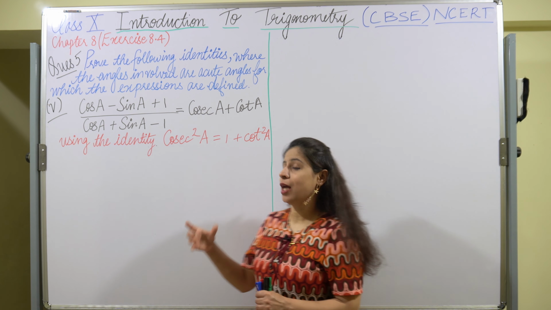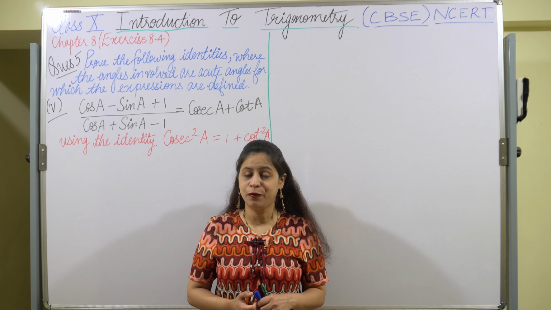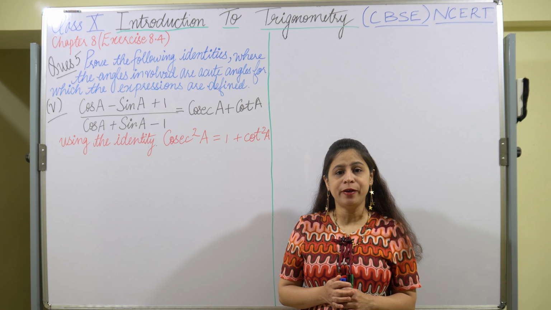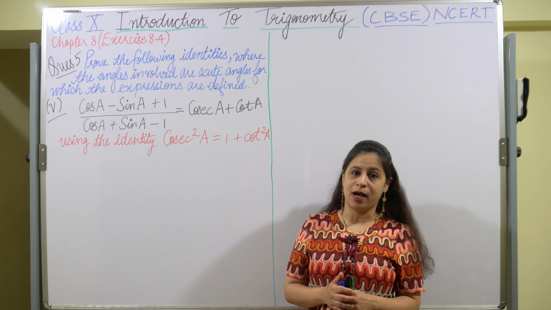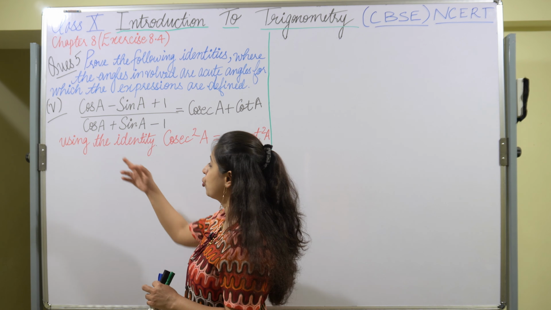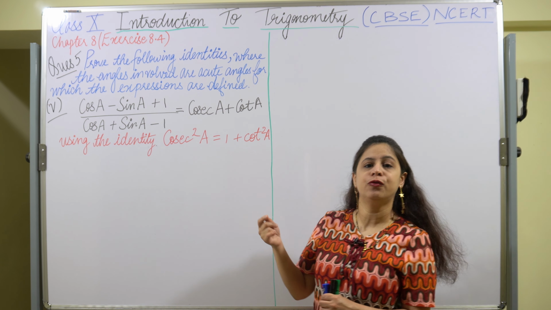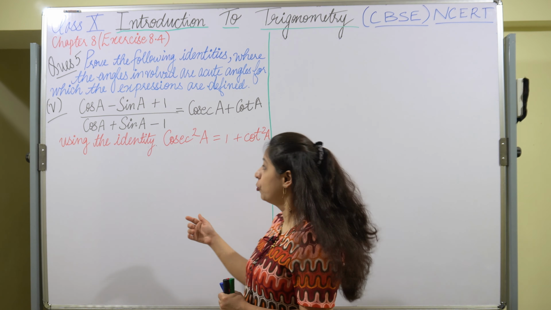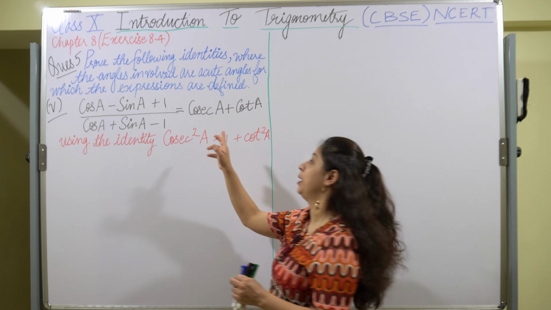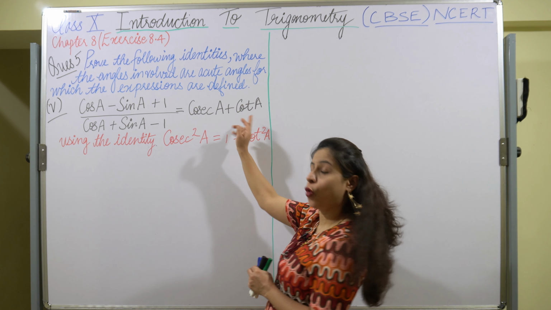So let us start with the fifth part of question number 5 of exercise 8.4 of chapter 8 of class 10 CBSE NCERT. In question number 5, we have to prove that (cos A minus sin A plus 1) upon (cos A plus sin A minus 1) should be equal to cosec A plus cot A.